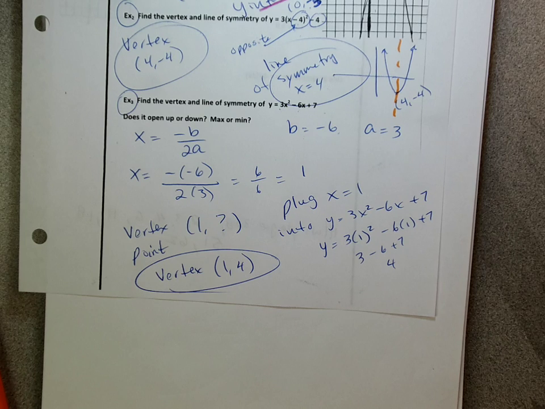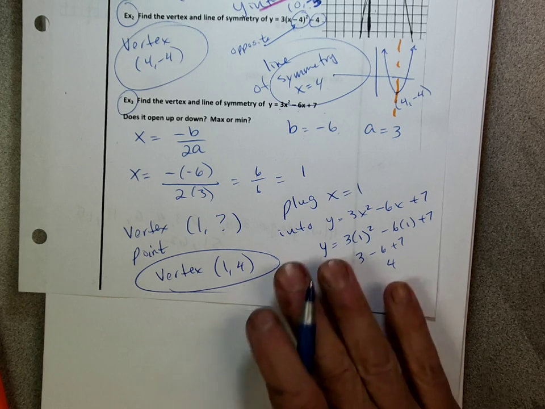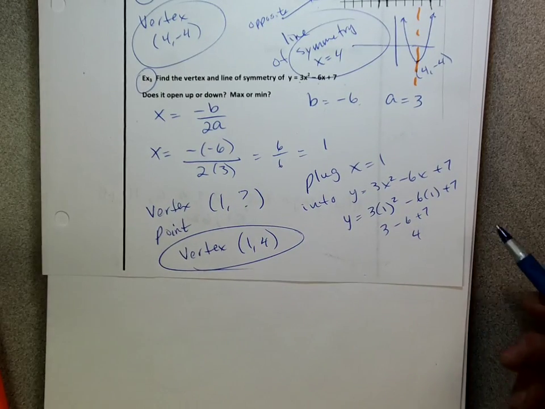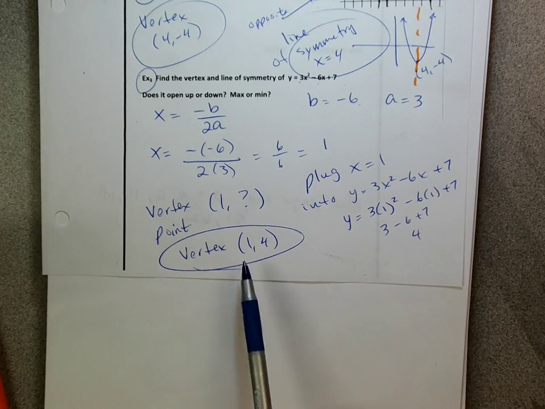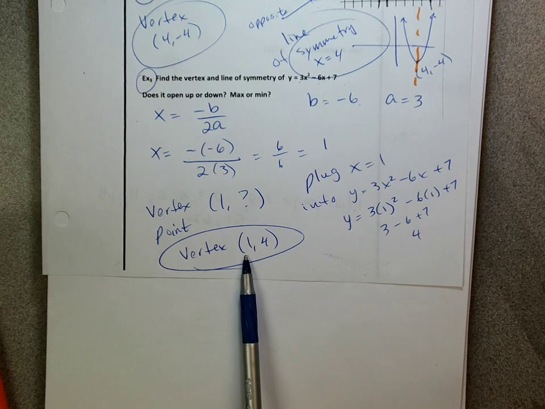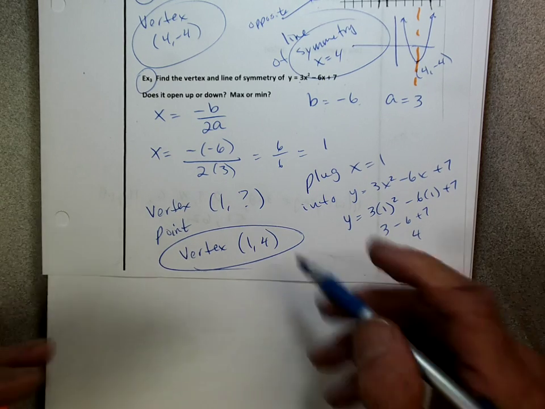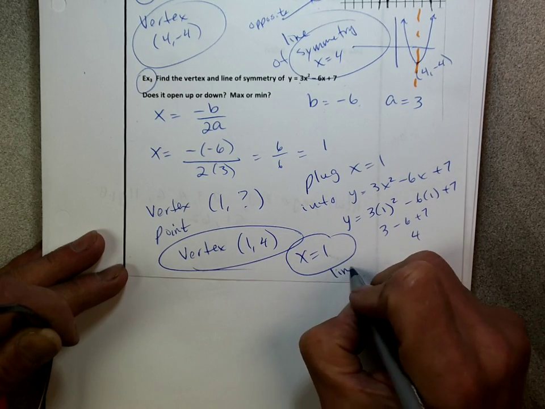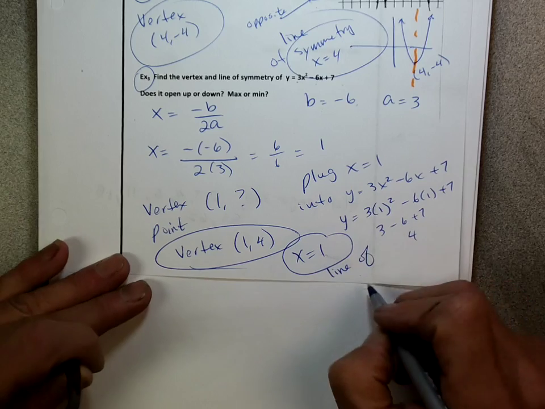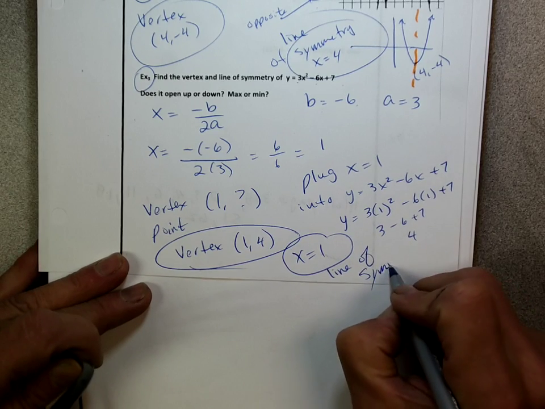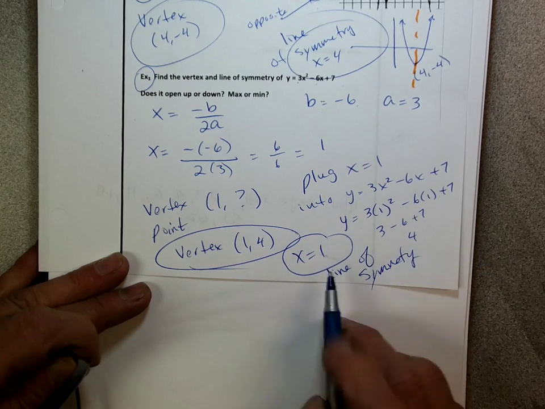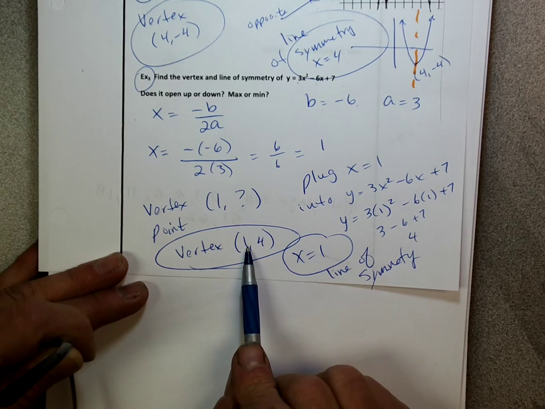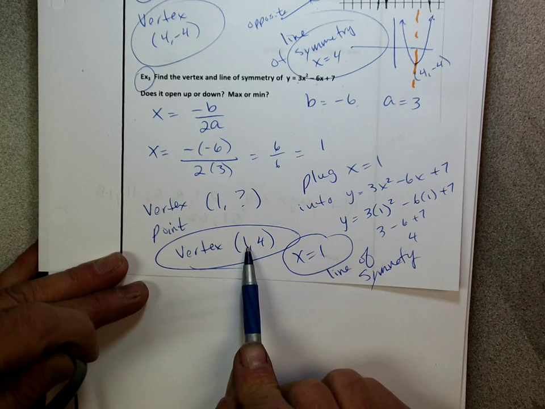So now, the line of symmetry. Well, line of symmetry is easy. I'll say it again for probably the 10th time. The line of symmetry is the x value of your vertex. Always. So it's just x equals 1. That's my line of symmetry. It's the x value of your vertex. Line of symmetry, it has to go through it.